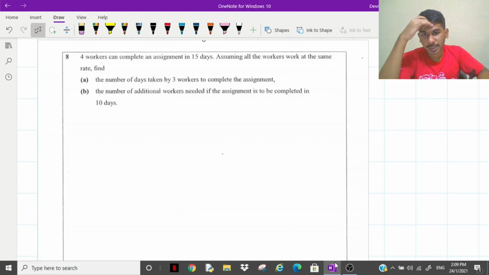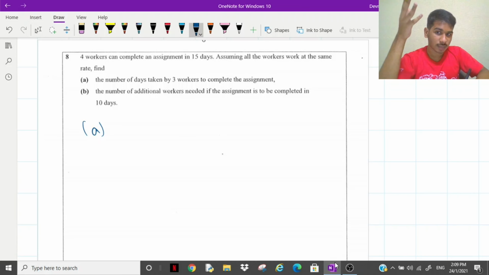4 workers can complete an assignment in 15 days. Assume all workers can work at the same time. Find the number of days it takes for 3 workers to complete. I think it will be good if you can form an equation. If you have more workers, it will take less time. You can do more assignments. If you have more days, you can also do more assignments.